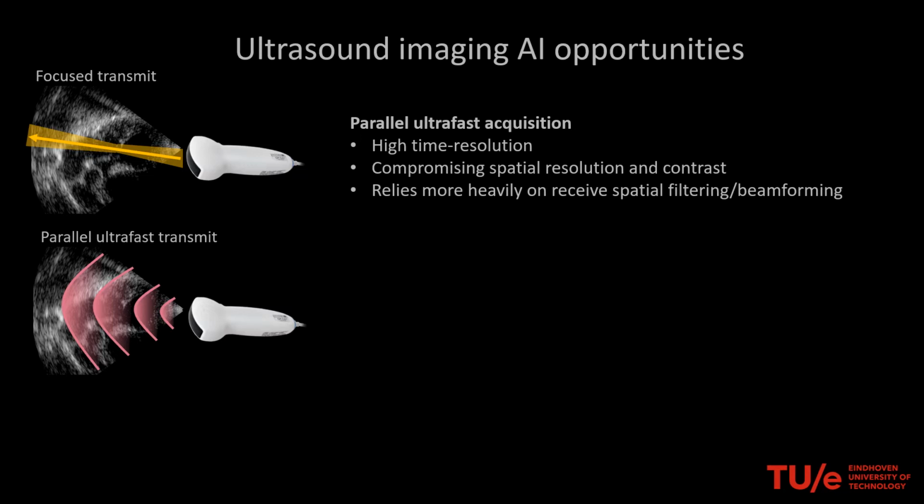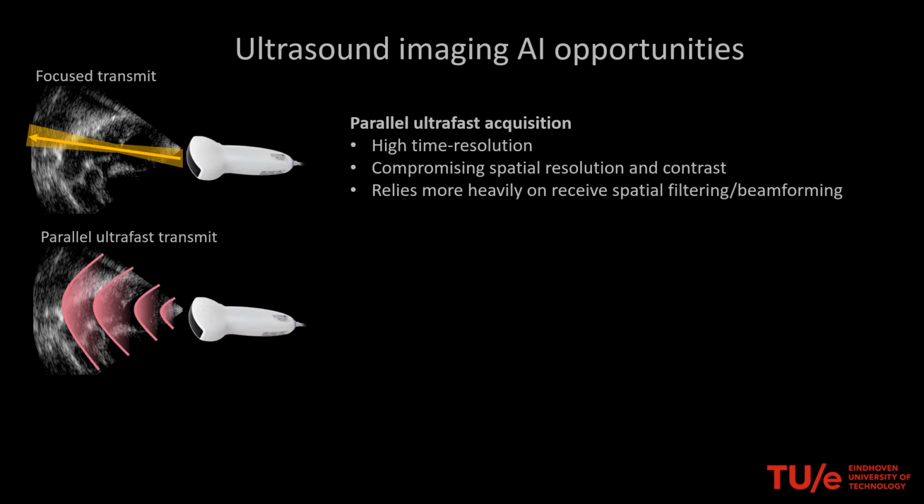So it offers much higher time resolution, but it compromises the spatial resolution and the contrast as compared to these focused transmits, which take a long time because you have to line scan, right? You have to insonify lines one at a time, or maybe sometimes you could do multi-line acquisitions, things like that, but it's inherently slower, so poorer time resolution. But yeah, the spatial resolution and contrast is typically better.